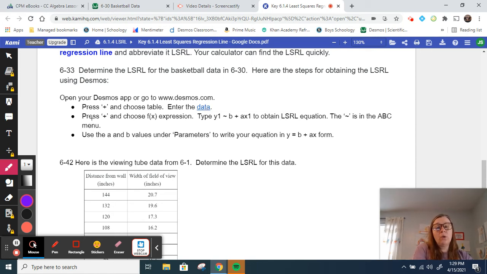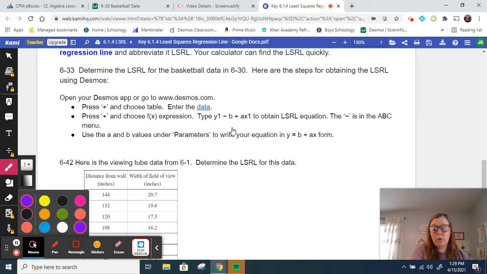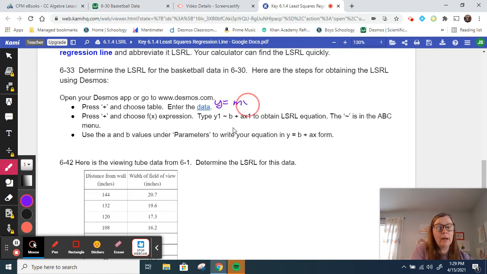And then we're going to choose to add an expression. And this is how we're going to type it in. So in a line in general, the equation is y equals mx plus b. Okay. So when you put data into your calculator, it's automatically going to label the first set of data like x1 and y1. Like your first set of x's, your first set of y's.